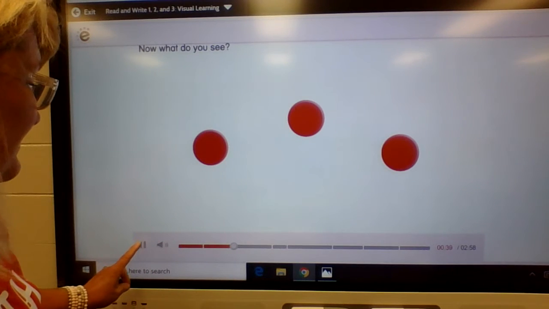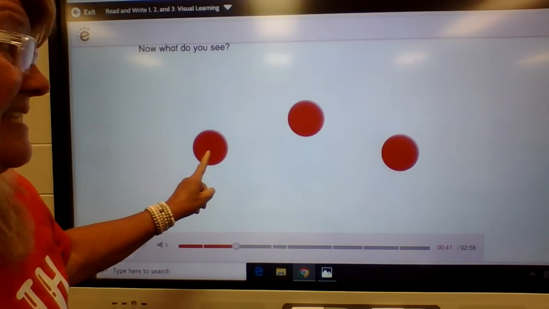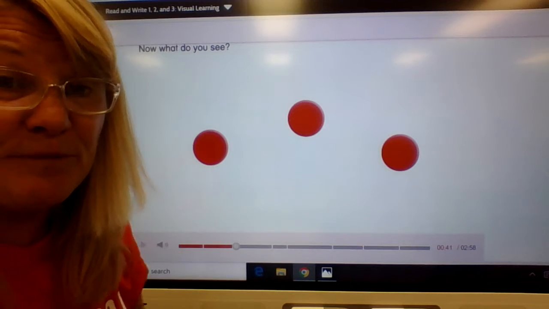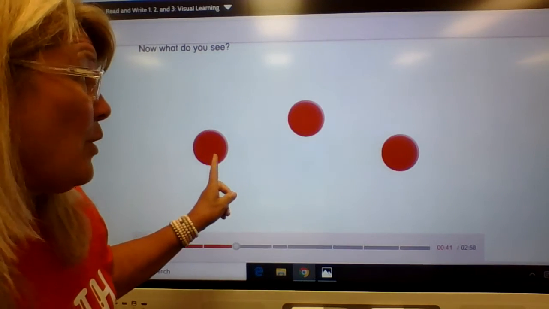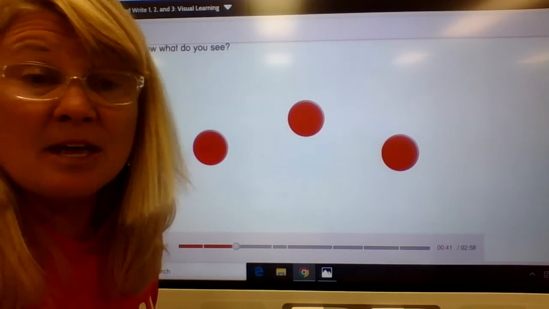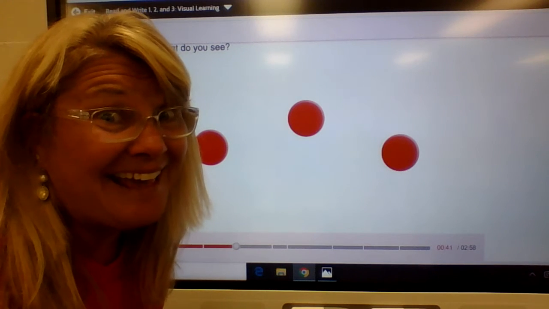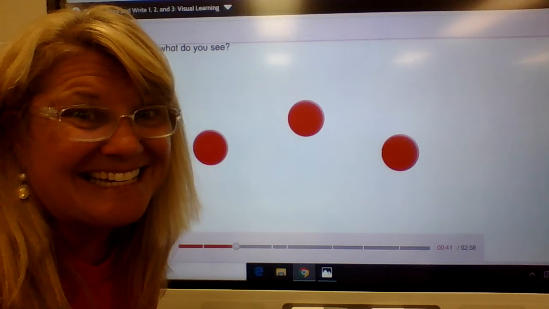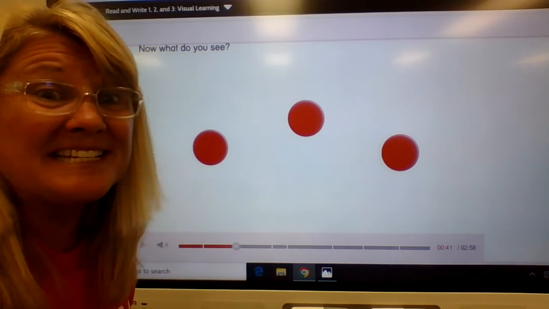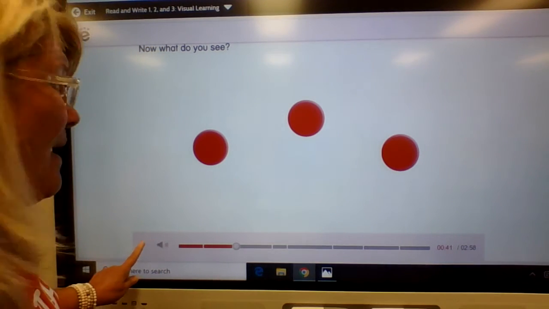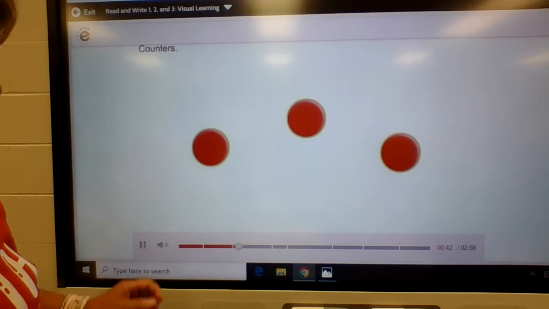Now what do you see? There are still those 3 counters that we've been talking about all week. So we have 1, 2, 3 counters, but the counters are not representing worms today. Who knows what they're representing? You're right, they're representing the stars. Here we go. Counters.